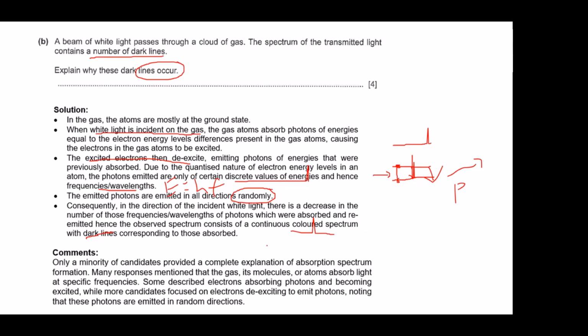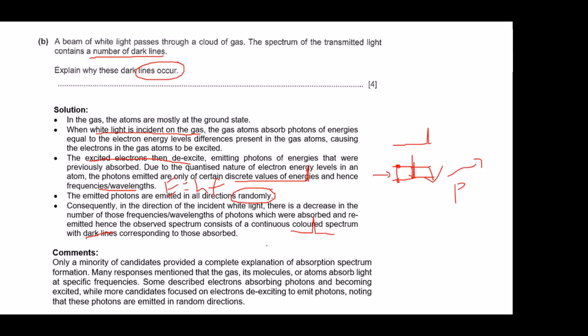Okay, being heavy on theoretical recall background information, I think not many candidates were able to provide a good, complete, comprehensive explanation of the absorption spectrum. So this whole idea of electrons getting excited, moving up, then thereafter getting de-excited, moving down the energy level, and emitting photons randomly.